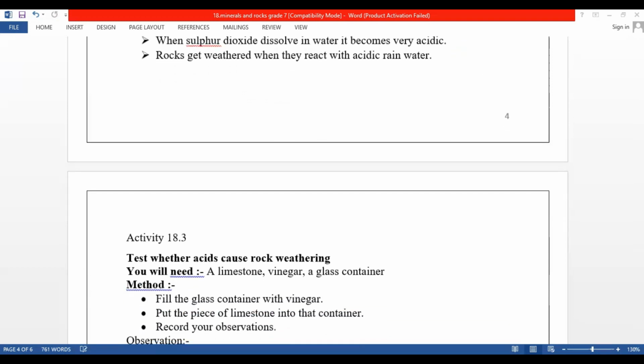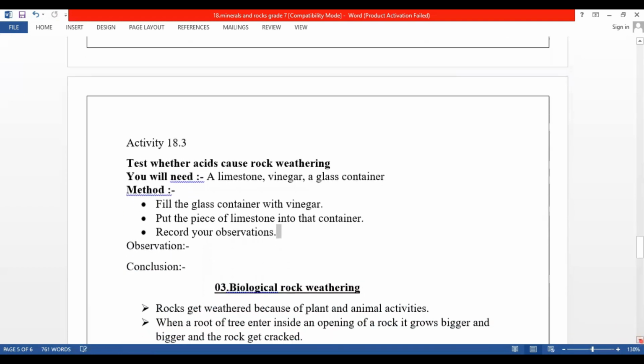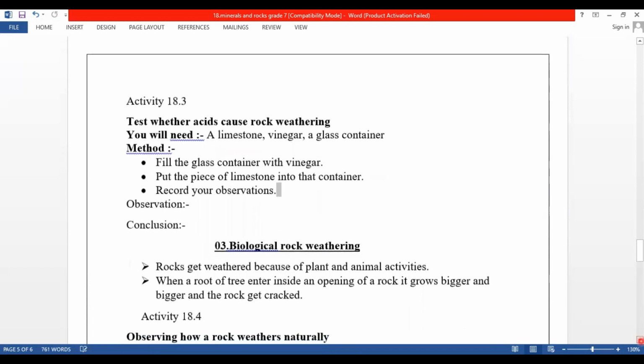Now we have to see activity 18.3 of your textbook, and I have entered it into my Tute. Test whether acids cause rock weathering. We will need limestone, vinegar, and a glass container. Vinegar means vinakiri. Method: fill the glass container with vinegar, put the piece of limestone into the container and record your observations. Here I have given space to write the observation.